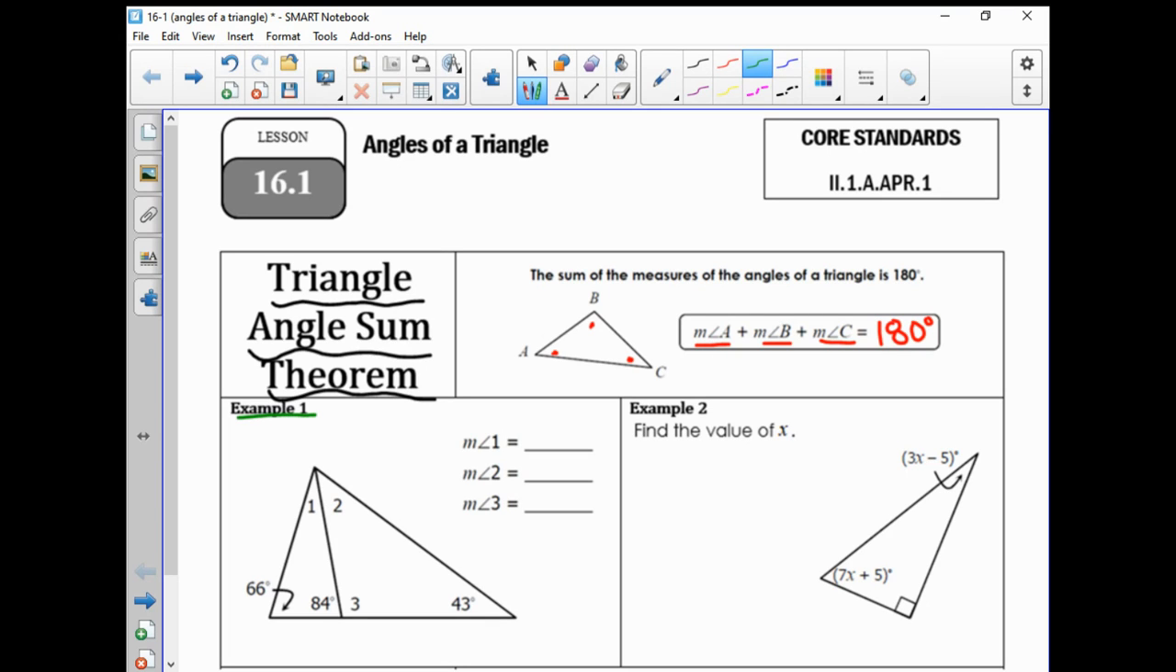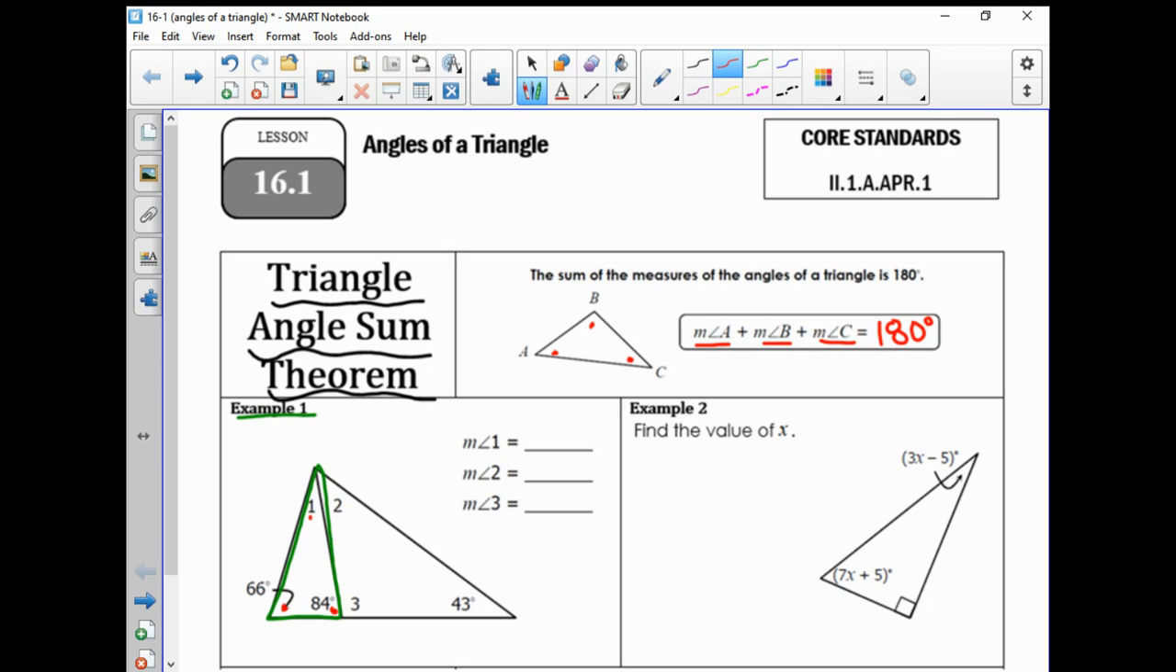Okay, example 1 down here. Notice this lovely triangle. There are 3 triangles, but we're going to look at this small little triangle first. It doesn't really matter which one you look at, but we're going to look at this one because note what they did. They've already given us 2 angles, those bottom 2 angles. We can find this third one by just subtracting from 180.